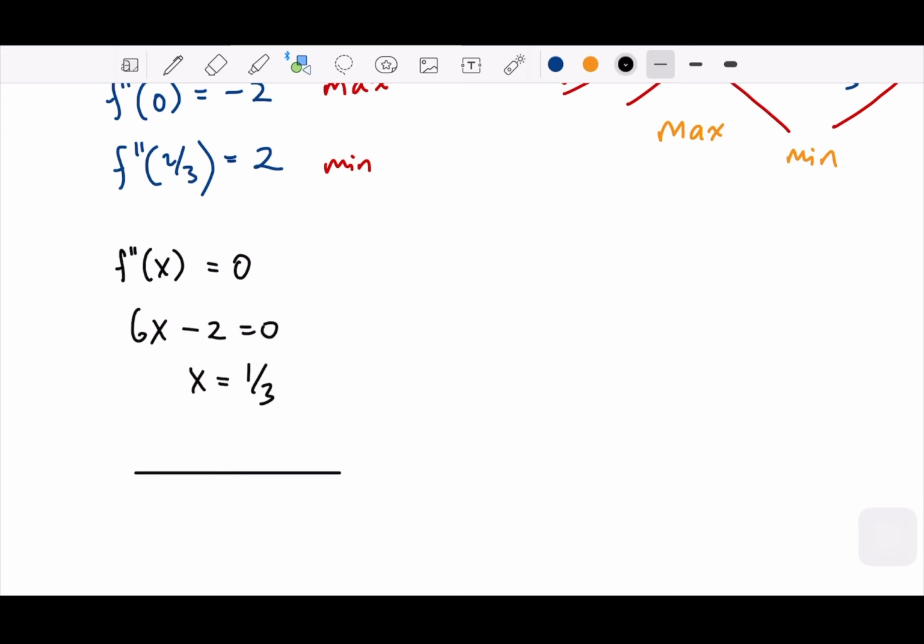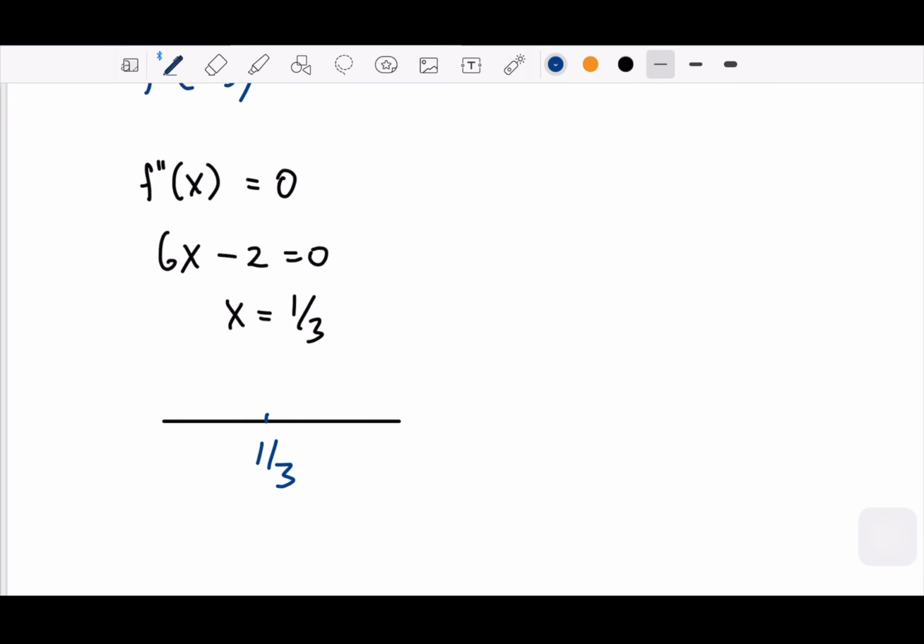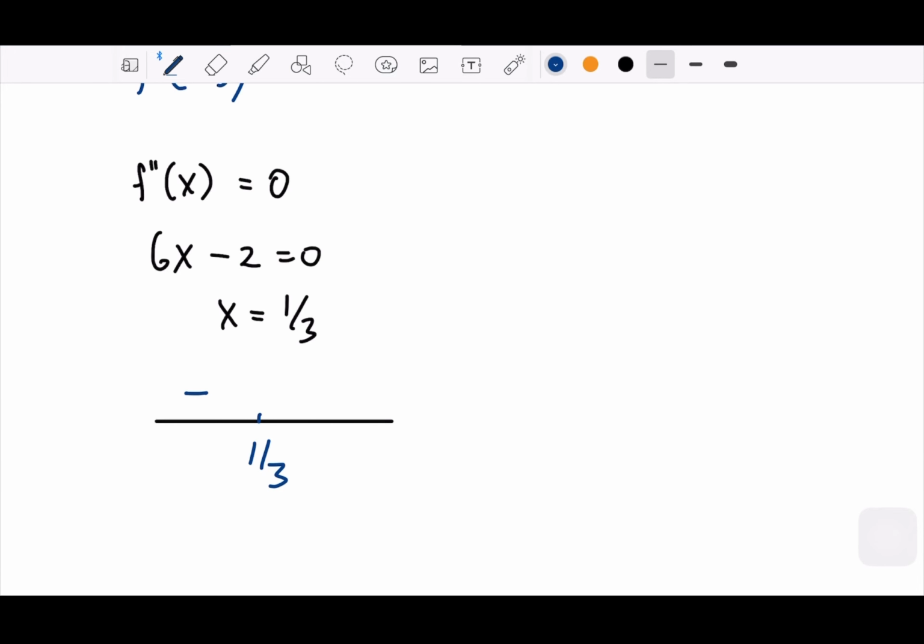So we take this 1 over 3 and then check some numbers in between. Maybe checking 0, we get negative. We check maybe 1, we get a positive, right? So this will be negative and positive. Because we observe that it changed from concave downwards to concave upwards, we say that x equals 1 over 3 is the inflection point.